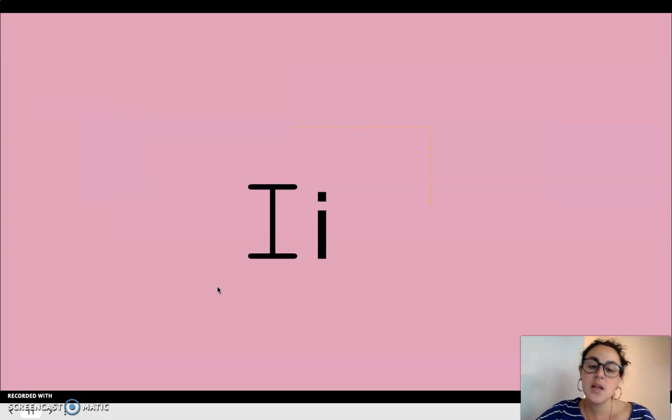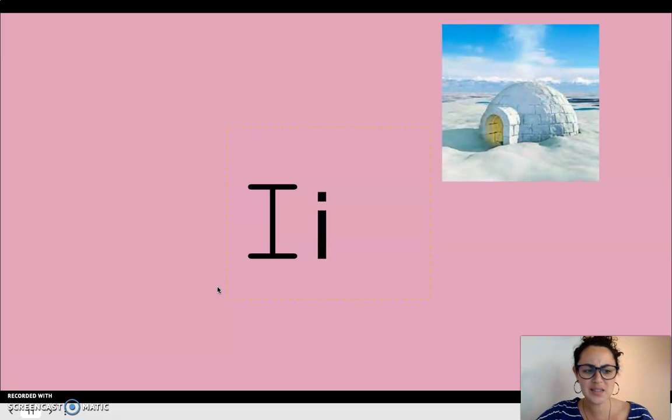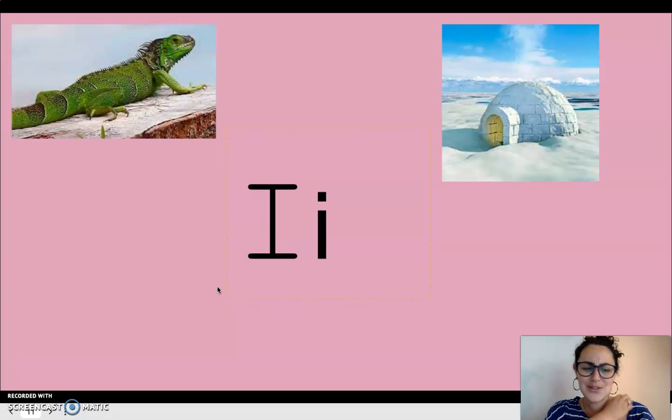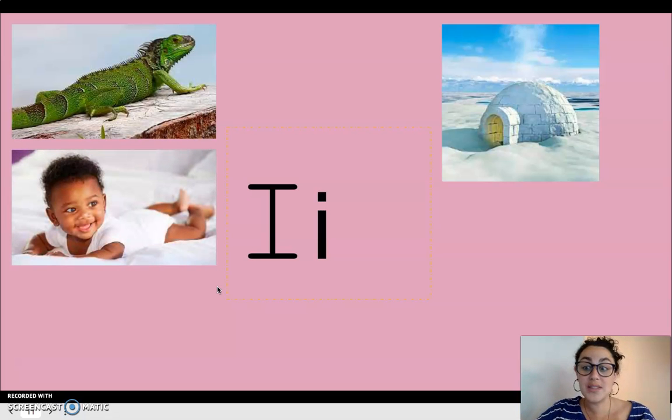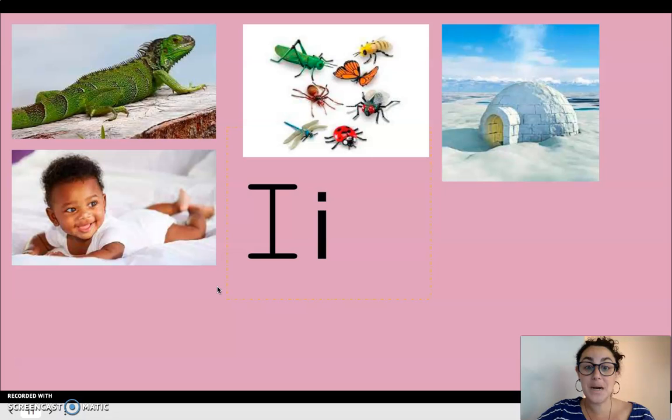So here are some things that begin with the I sound, that begin with the letter I. What is this? Do you know this? This is an igloo. Do you know this animal? This is an iguana. Ooh, this is a tricky one. It's another word for a baby that starts with I. This is a great vocabulary word. This word is infant. That starts with I. Ooh, another word for bugs. Do you know this one? These are called insects. All of these start with the letter I, and they make the short sound I.